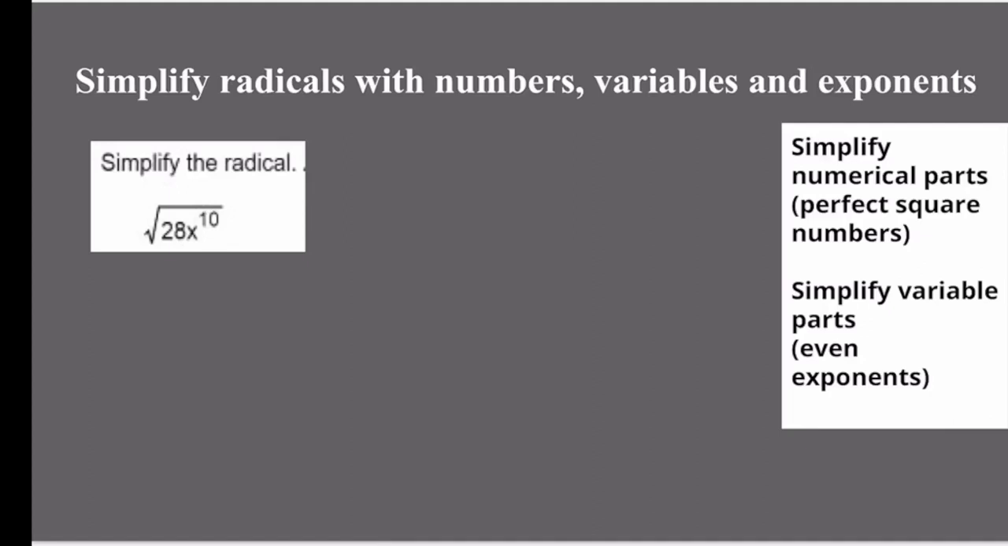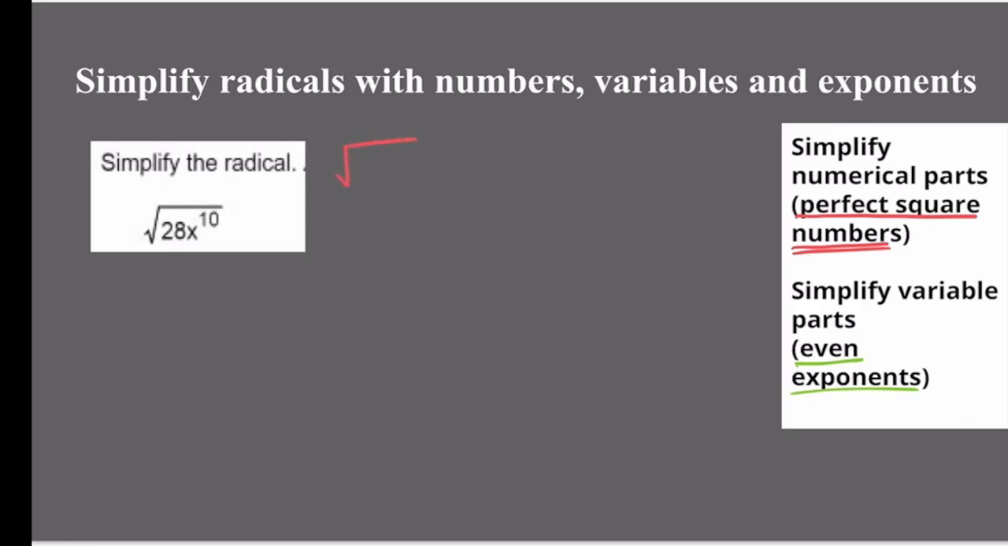Simplify radicals with numbers, variables, and exponents. So we're going to simplify the radical square root of 28 x to the 10th power. First thing I do is simplify the numerical parts, where we're looking for perfect square numbers. The second thing I do is simplify the variable parts, and that's where I'm looking for even exponents.